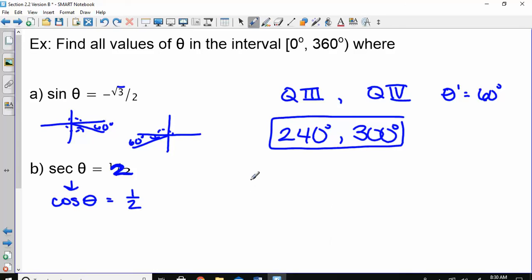So cosine is positive. When is cosine positive? Reference angle. When is cosine 1/2? Think about the hand. Cosine is the bottom, so at 30 it's radical 3/2. 45 it's radical 2/2. At 60 it's radical 1/2, which is 1/2. So it's at 60 degrees. So in quadrant 1, what would my angle be?